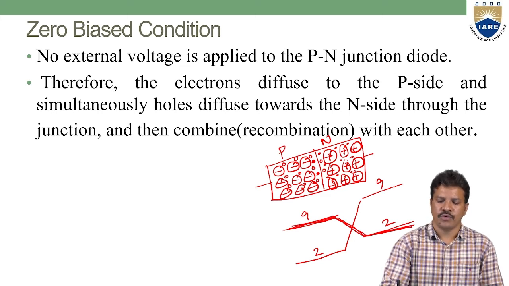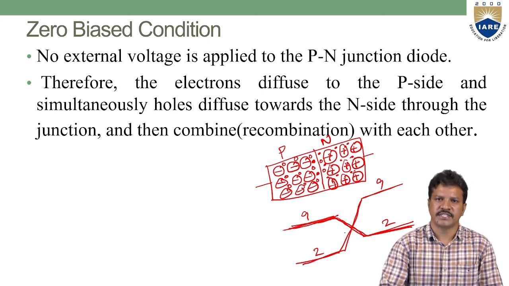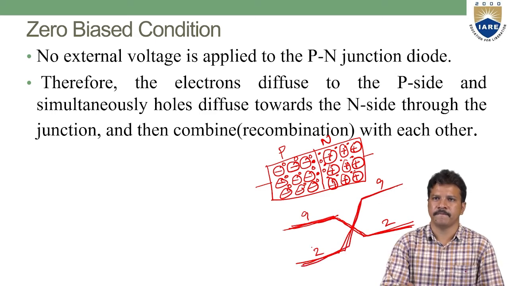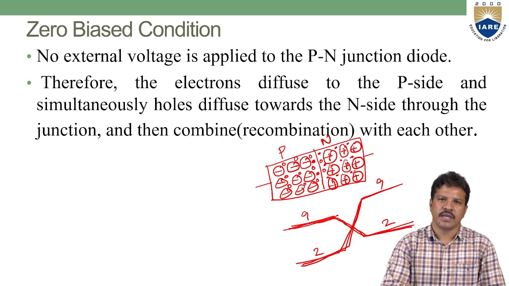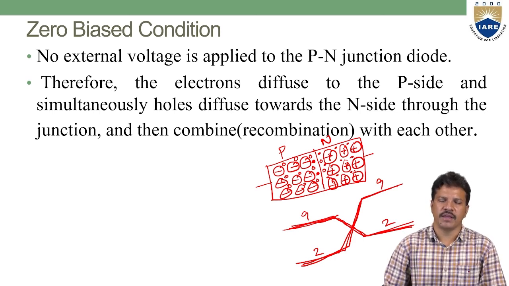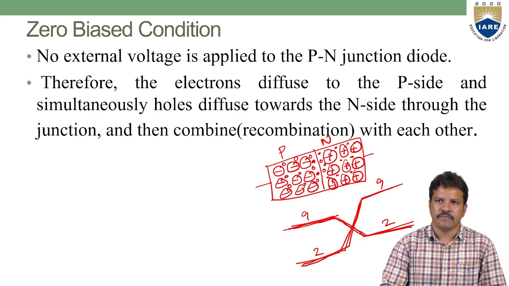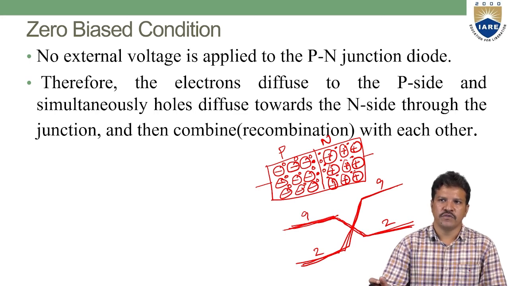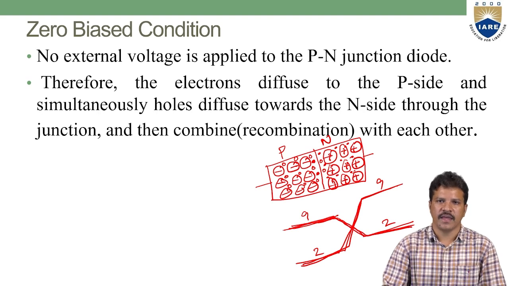Here also, there will be 9 electrons and 2 electrons. Due to this concentration gradient, electrons have a tendency to move from the n side to the p side. So that's why in zero bias condition, without giving any external voltage, due to this concentration gradient, the electrons diffuse towards the p side. Similarly, holes diffuse towards the n side through the junction, and then recombination takes place at the junction.